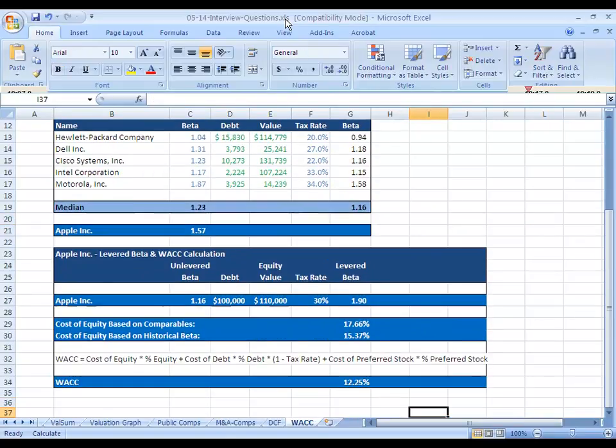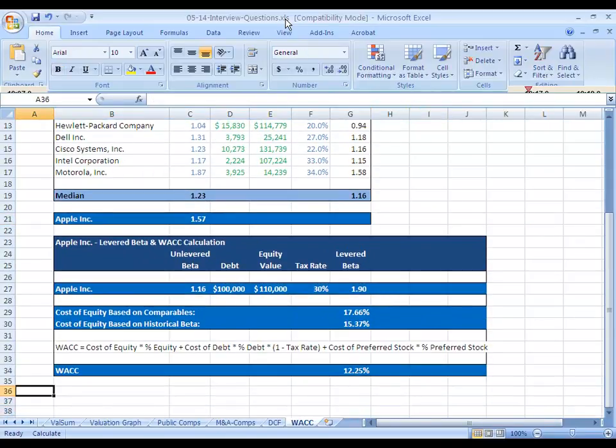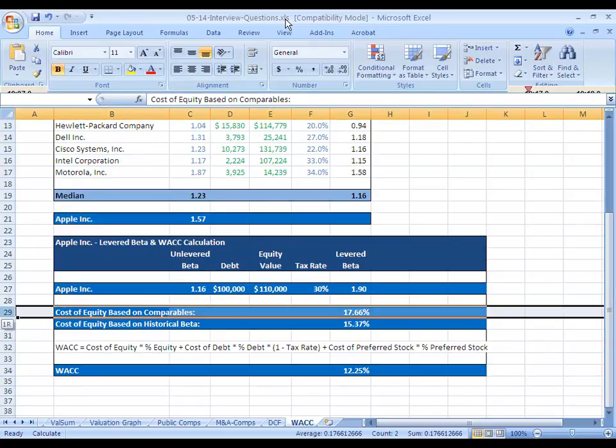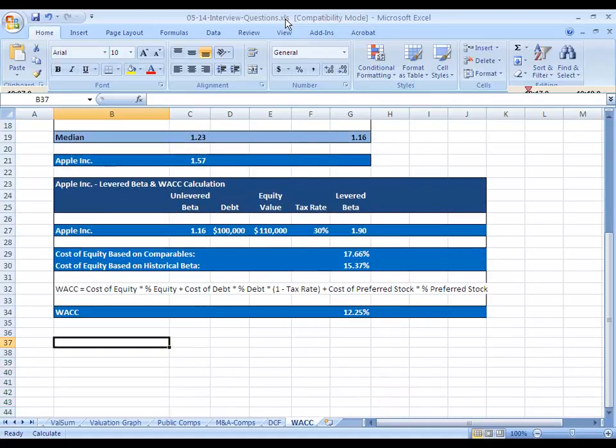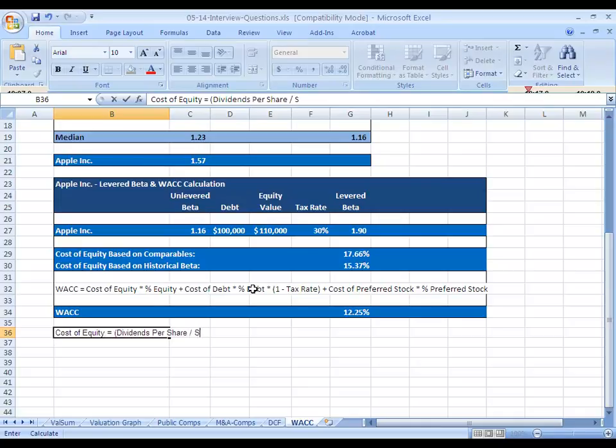A related question here is, are there any other ways to calculate the cost of equity beyond what we went over here, the risk-free rate plus the equity risk premium times levered beta? Are there any other ways to do it? And the answer is yes. One other way you could do it that's commonly used, again, for financial institutions and other companies that issue dividends on a regular basis is the following. We can say cost of equity equals dividends per share divided by share price plus the growth rate of those dividends.